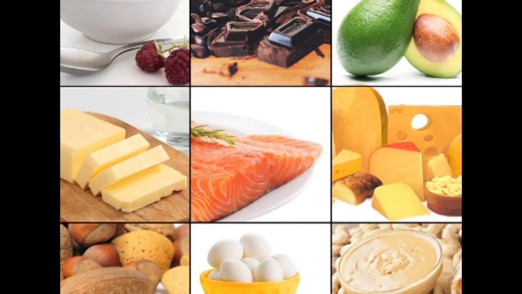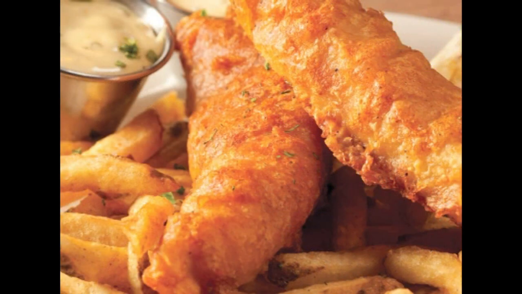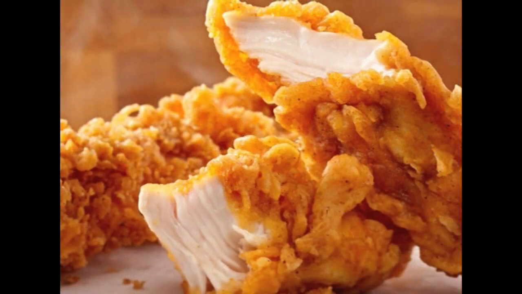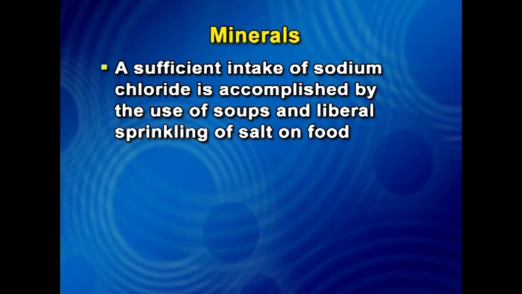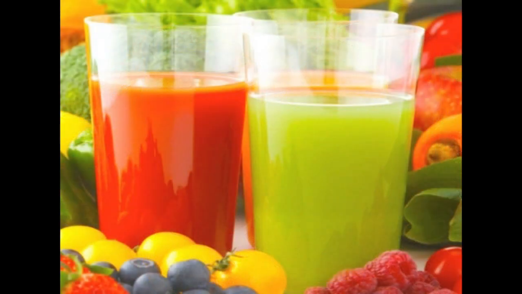The energy intake may be rapidly increased through the judicious use of fats, that is about 35 grams of fat may be given, but at the same time the most important thing to be remembered here is one must avoid giving fried foods because they interfere with the digestive capacity. Now, minerals, a sufficient intake of sodium chloride is accomplished by the use of soups and liberal sprinkling of salt on the food. Fruit juices, a relatively good source of potassium, also should be included.